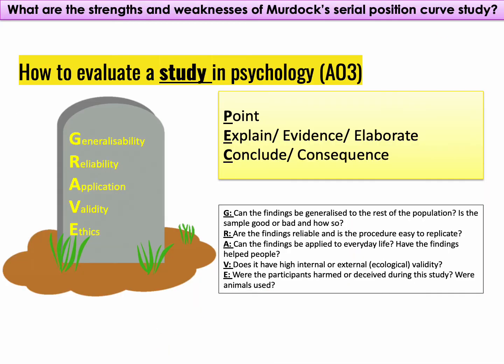In the final part of the video, we'll be looking at how you can evaluate Murdock's serial position curve study, considering the strengths and weaknesses. So to evaluate a study in psychology, the best way to do this is to attempt to GRAVE it. G standing for generalizability, R standing for reliability, A for application, V for validity, and E for ethics. And you want to try to be able to argue your evaluations in the format point, evidence, explain or elaborate, and conclusion or a consequence.